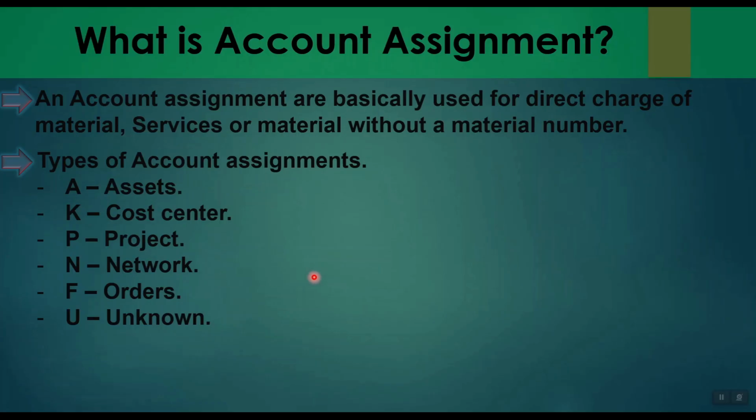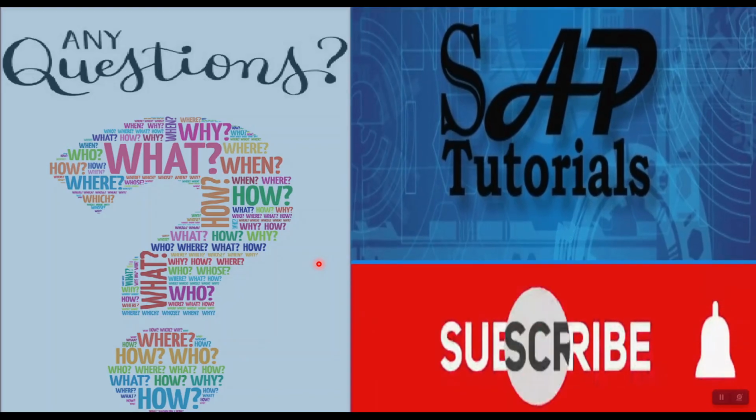So this is how we perform all these types of POs like cost center, asset. Nothing changes, only one more tab is there in PO, that is account assignment. So that's it for this video.